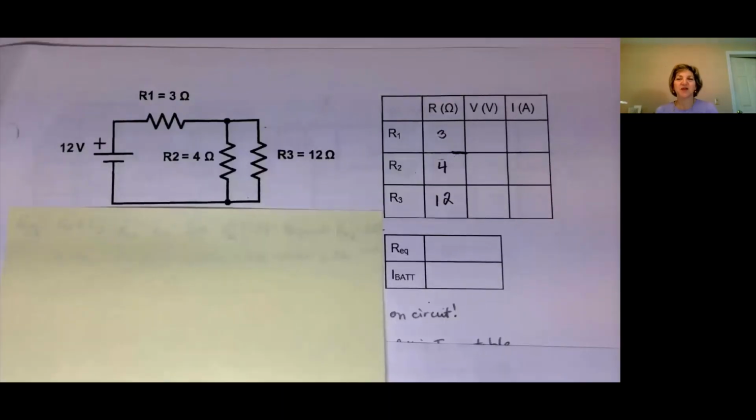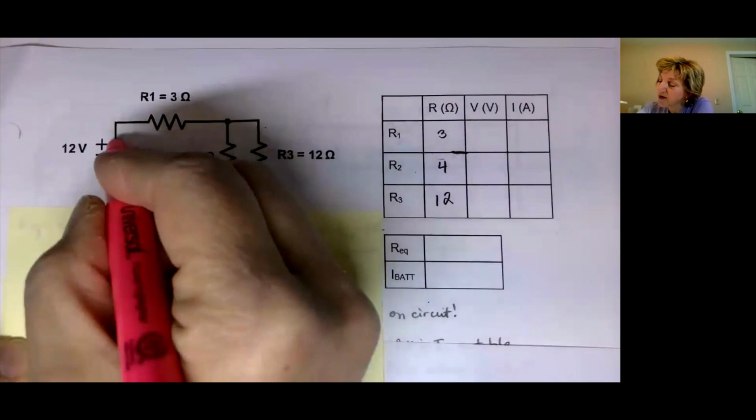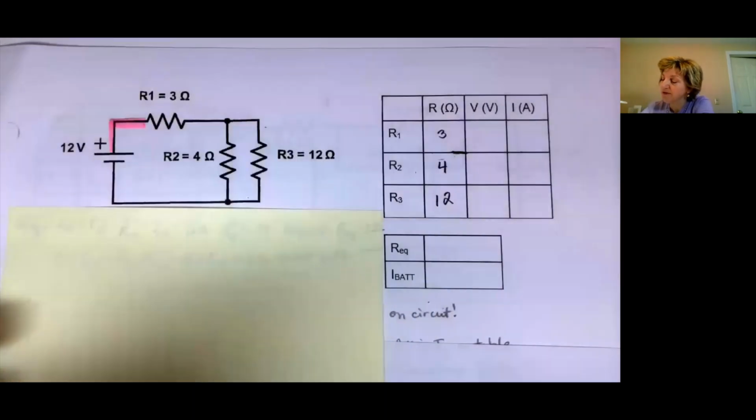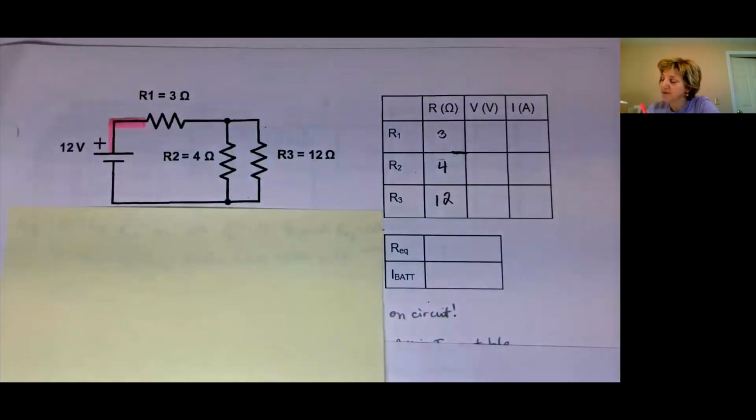Hi, this is Mrs. Homberg, and we're going to do the analysis of our first simple compound circuit. First things first, let's color in our voltages. We should have anything attached to the high potential 12 volt end of that battery marked as 12 volts.